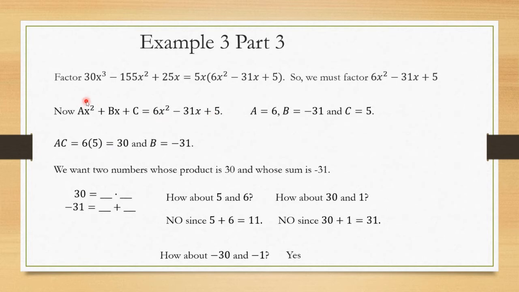We can see that A is 6. A is the leading coefficient of the trinomial. It's the coefficient of x squared, so it's 6. B is the coefficient of x, which here is negative 31. Again, you can't forget the negative sign. C is the constant term. So in this case, C is 5.